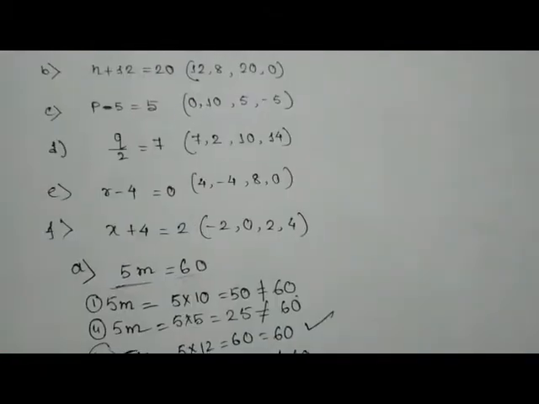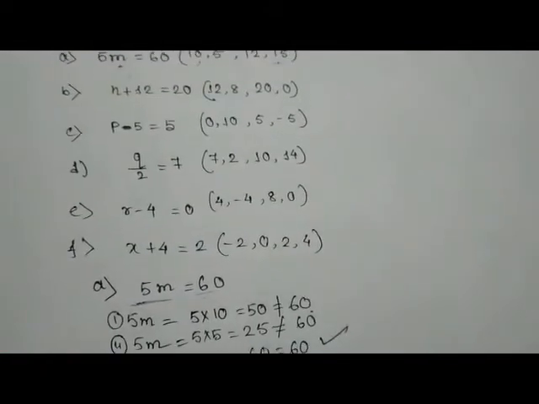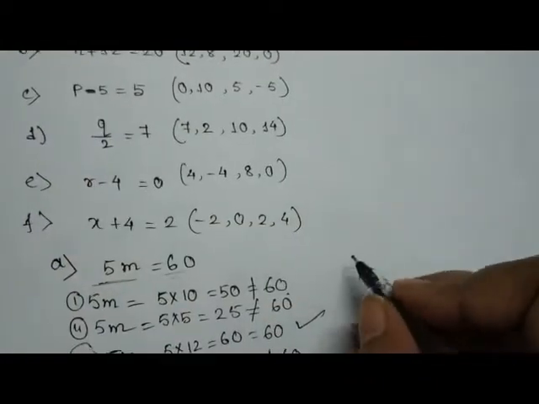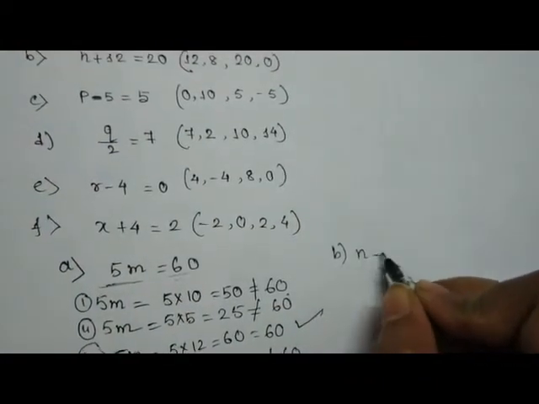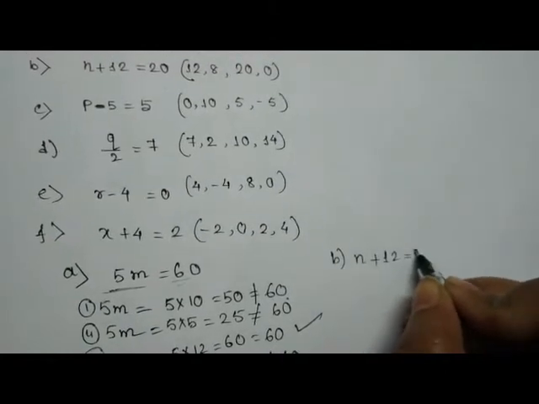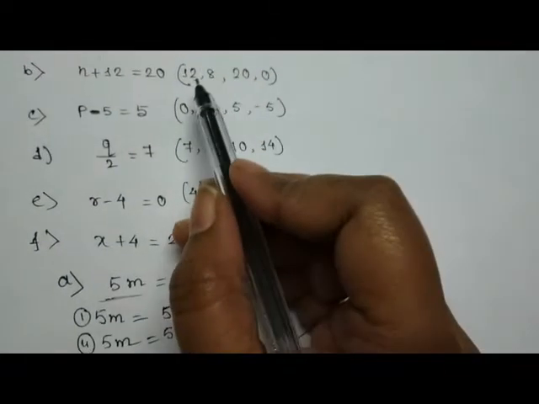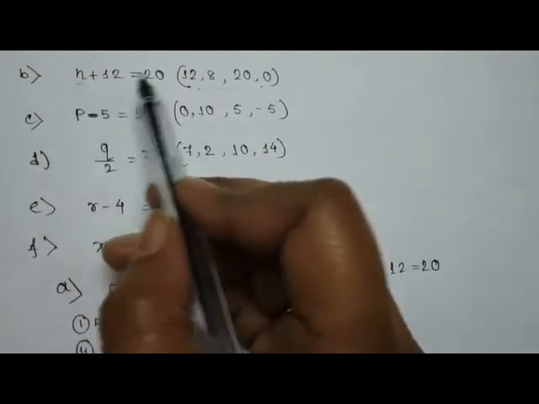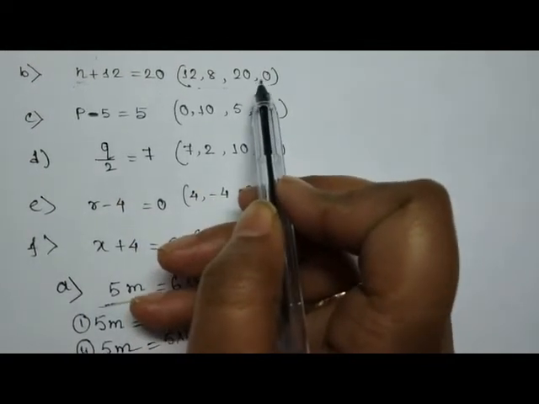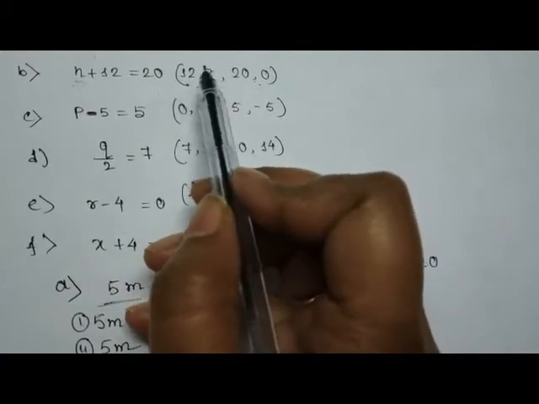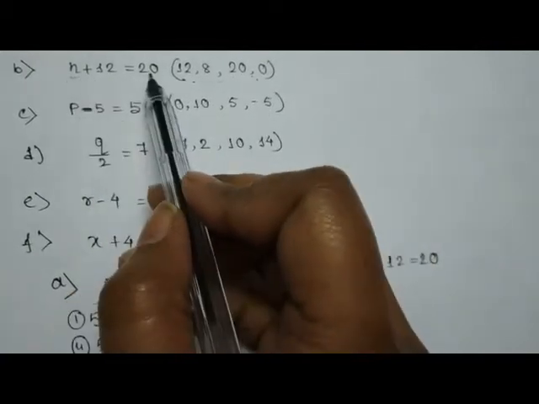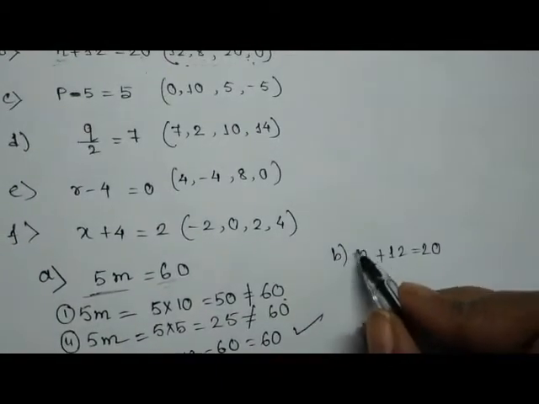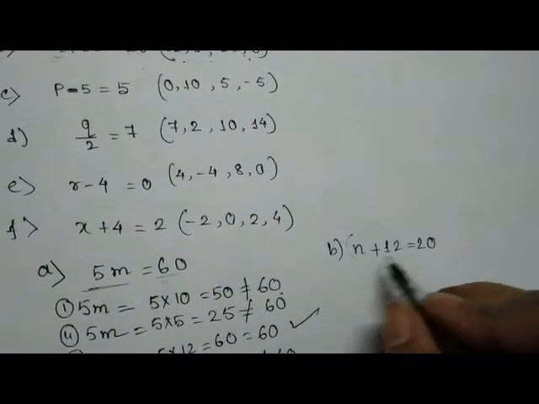Now this is A part. Now in the B part we have n plus 12 is equal to 20. Here the value of the variable is given. Here the variable is n, so the value of n is given. So we will have to check which one is the solution of the given equation. So here the first one is 12. This is the left hand side and this is the right hand side.